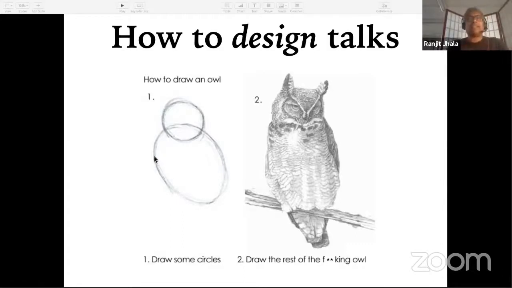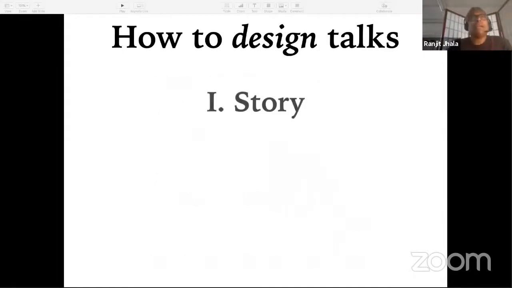So instead, let me tell you how I think about designing talks. The very first thing that you should do when you think about a talk, once you've identified your goal, is to construct a story. So think of it as the overall narrative arc for your talk. Okay, and I'm going to put this in quotes over here.